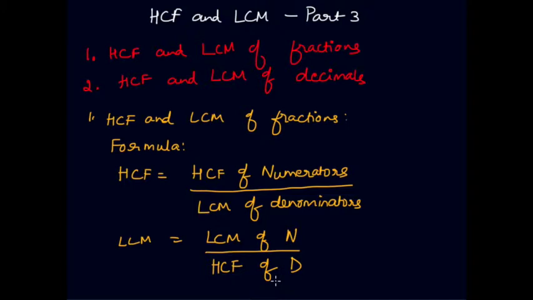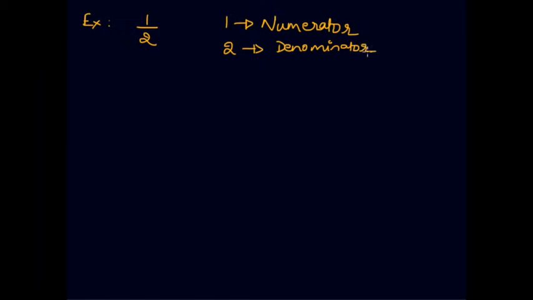So now I hope all of you know what numerators and denominators are. If not, let's just take a quick example and see what these are. Suppose you have a fraction 1 by 2, let's say. In this case, 1 is the numerator, or in other words, whatever you write on top, and 2 is the denominator, or whatever you write below the bar. So let's see how we find HCF and LCM of these fractions.